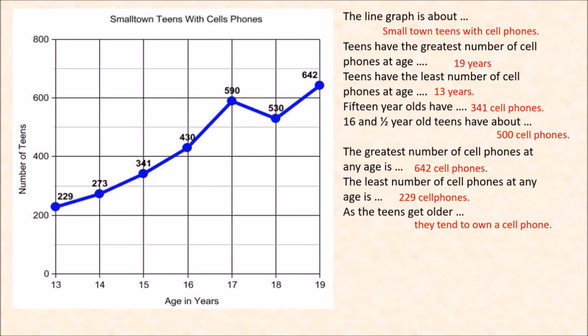It only decreases from the age 17 to 18. There are fewer teens owning a cell phone that are 18 years old than 17 years old. So it's like telling us that at 17 they get a cell phone, at 18 it was confiscated, maybe because they are doing something with it.